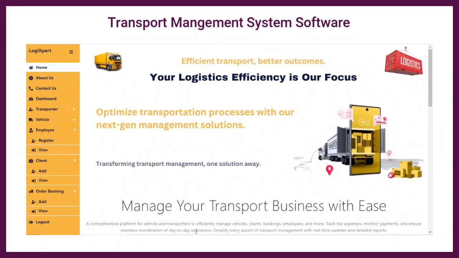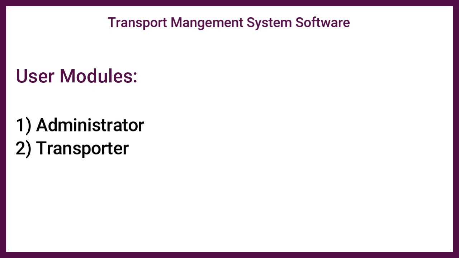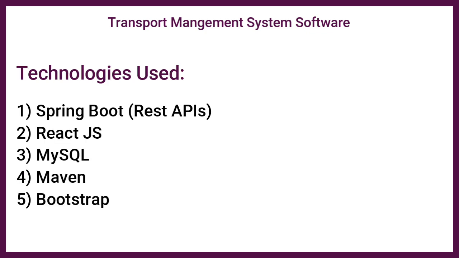Firstly, we will see the user modules present in the project. There are two user modules, that is administrator and transporter. Then the technologies I have used for the development of the project are Spring Boot for the backend, React.js for the front end, MySQL for the database, Maven for project and dependency management, and for styling I have used Bootstrap.